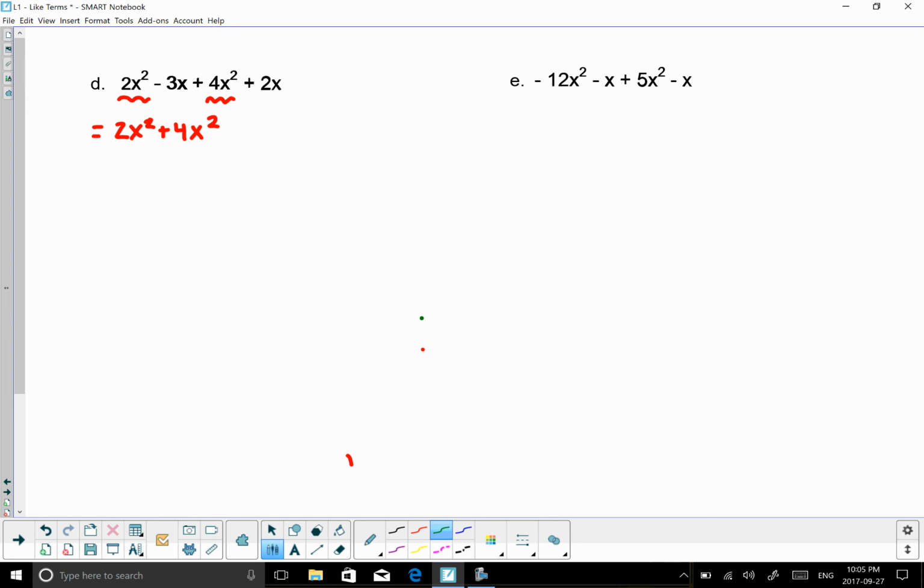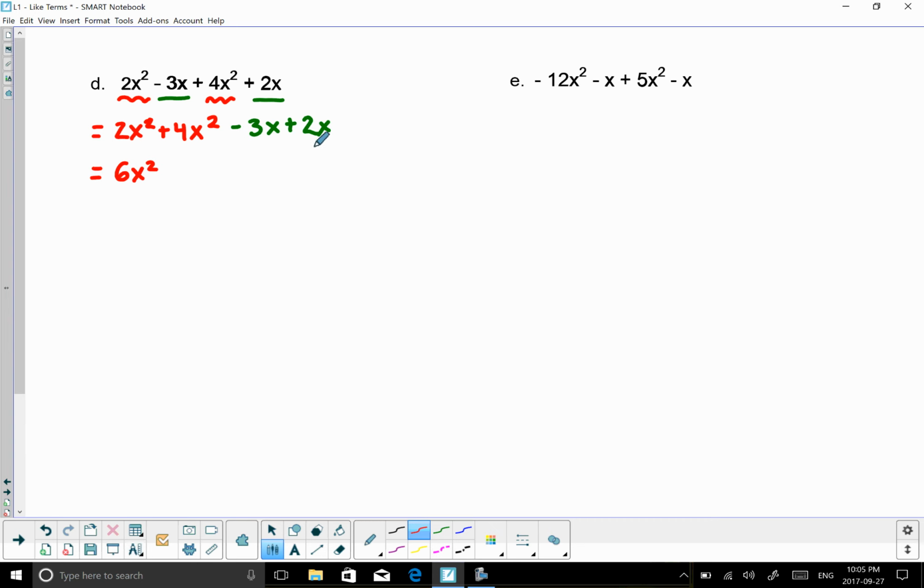Then I have this term here, so it's negative 3x, and I need to find something that has just an x, and here it is, 2x. So now add just the like terms, so 2x squared, and I have another 4x squared. So I add the coefficients, so the 2 and the 4.